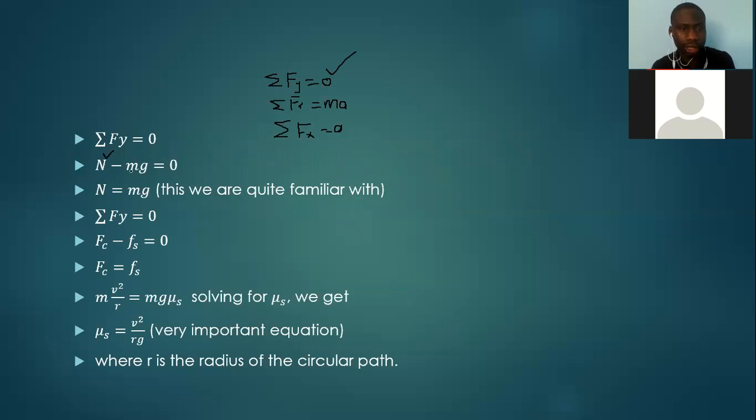All right, and then I should have indicated here as x-axis. All right, so I'm sure you're able to see we have normal minus mg, with the weight pointing downward. From there, we can get our expression for normal.